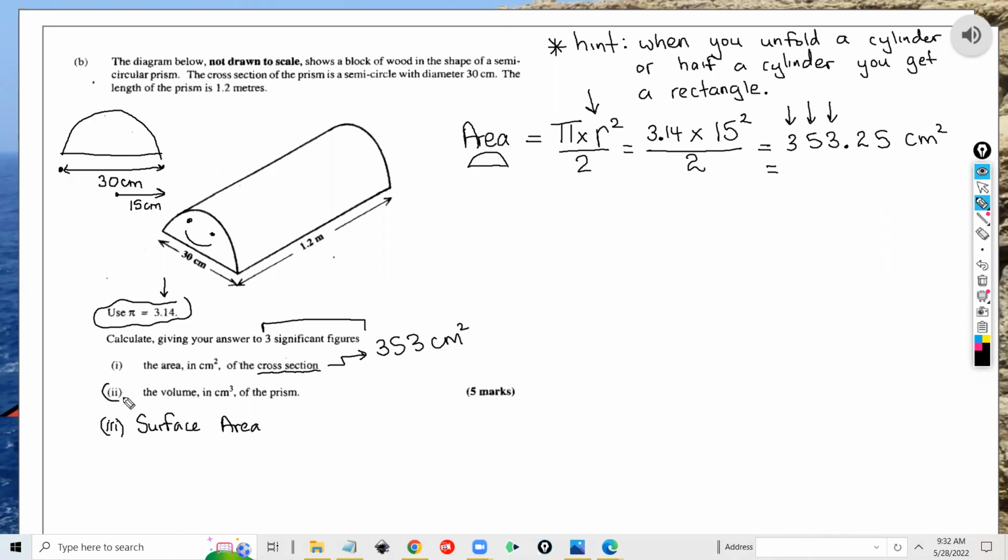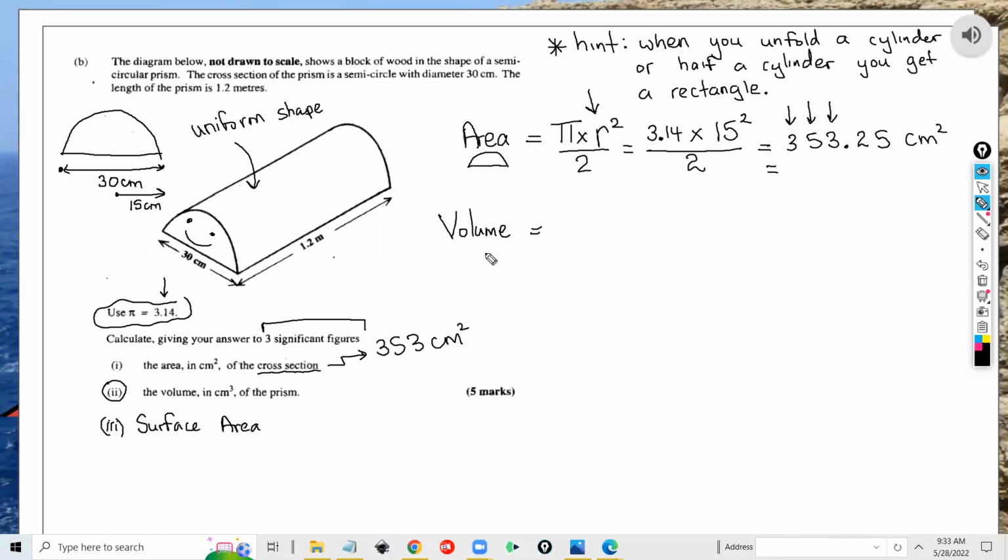Now in part 2, they want you to find the volume. This is the easy type of volume question. This is what you call a uniform shape. What is a uniform shape? A uniform shape is a shape that has the same thickness right through. You notice if this was like a loaf of bread, anywhere you cut the bread, you will get the same semicircle, and the semicircle will be the same size.